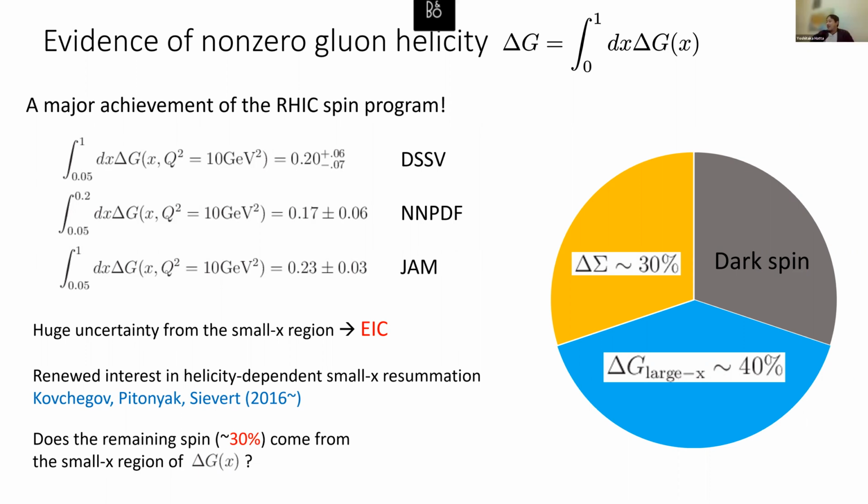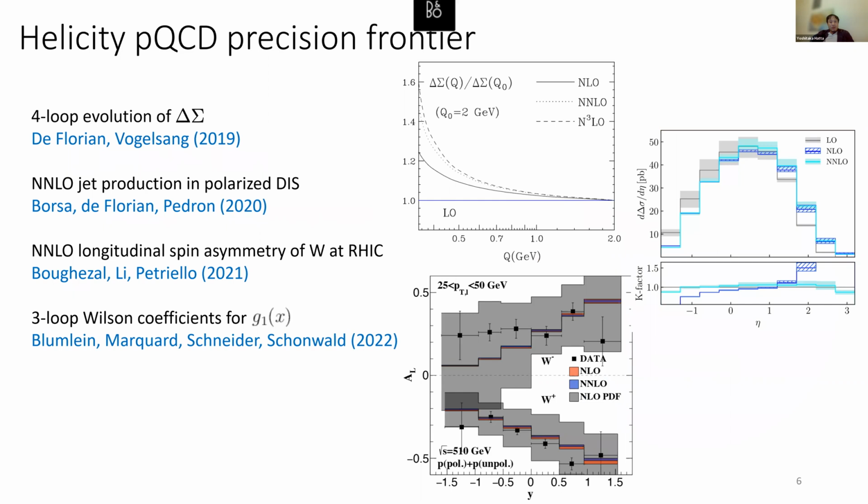Well, maybe you can get an idea from this plot. This is not delta G, but delta sigma, as a function of Q square, and this is really going to very low Q square. It's less than 1 GeV. So maybe you have to interpret it carefully.